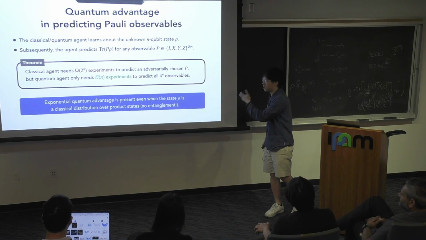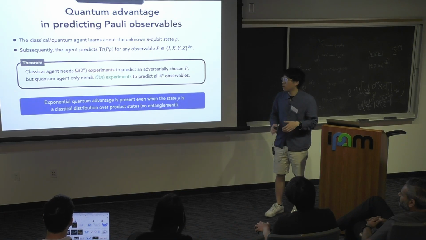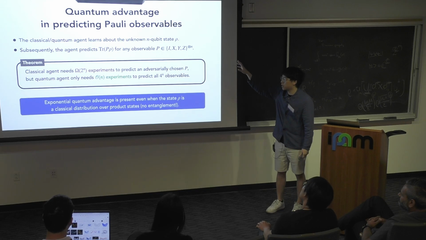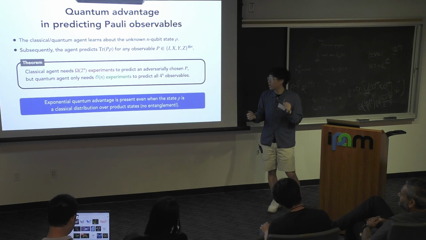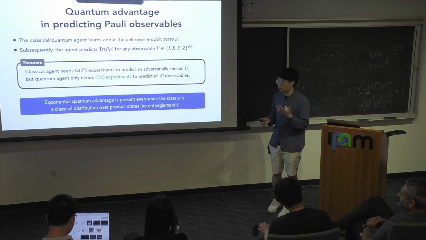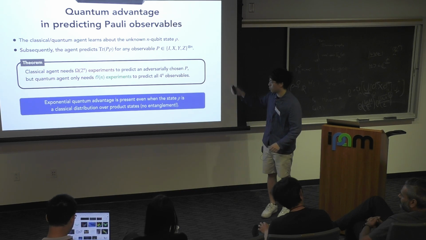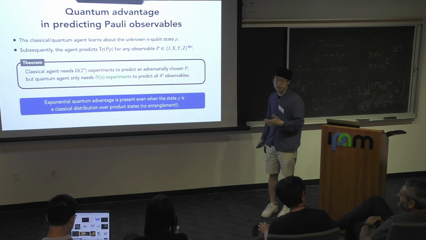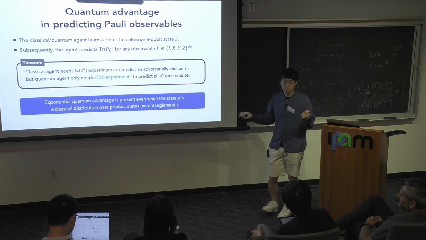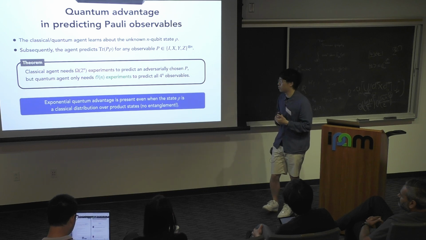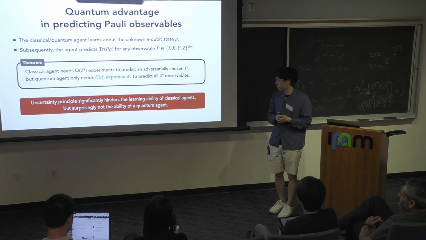Furthermore, this exponential separation is already present when the state rho that we're looking at is very classical. One might say, maybe it's because the state rho has some crazy entanglement in it, and that's why the quantum agent can do better. That would be a natural case. But the separation is already present when the state rho has no entanglement in it. It can just be a probability distribution over product states. And yet one can still prove a theorem like this.